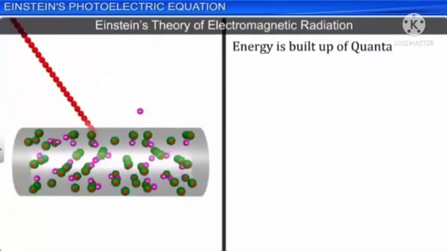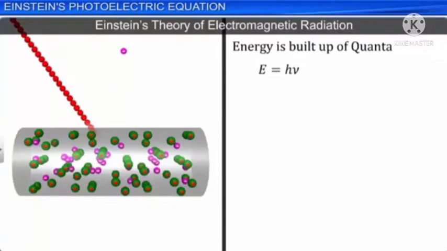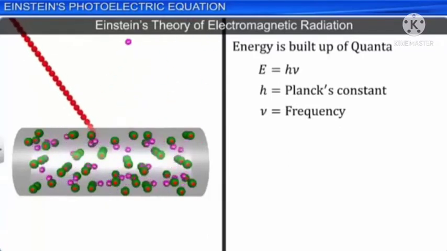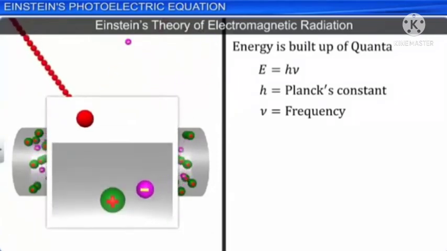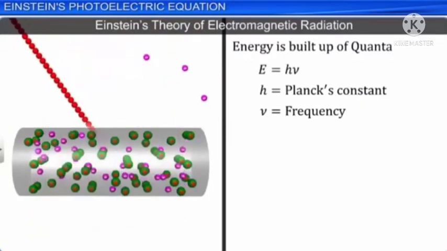Each photon has energy E equal to hν, where h is Planck's constant and ν is the frequency of the incident radiation. When photons are incident on the metal surface, the electron of the metal absorbs energy from the photon. The minimum energy required for the electron to just escape from the metal surface is called the work function, phi naught.